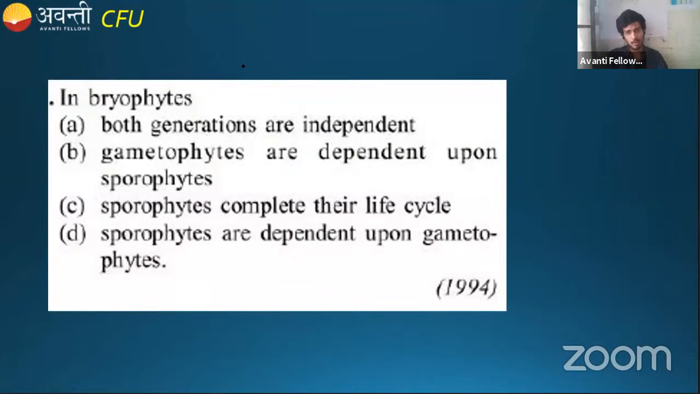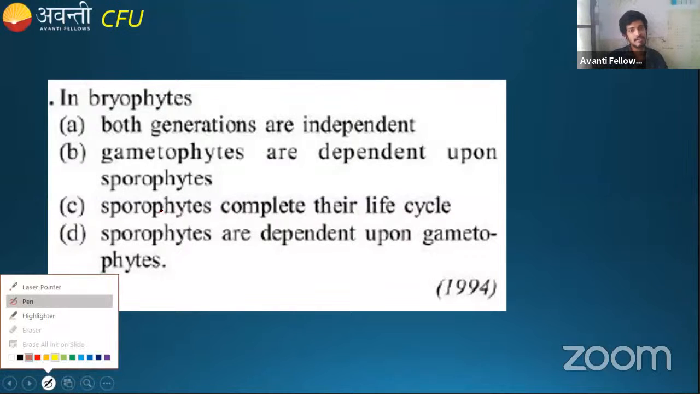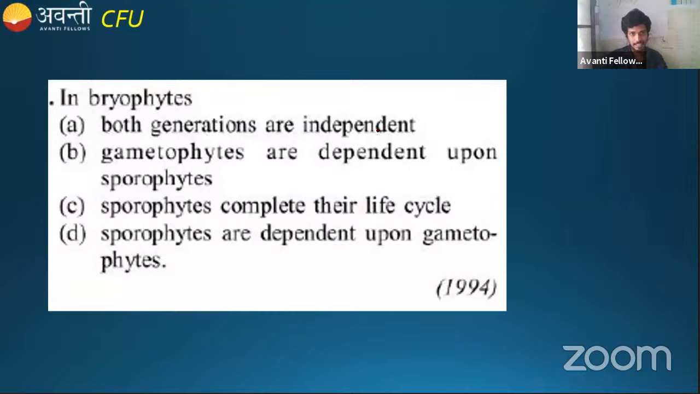One more question came. The question is easy. We'll go through the question one more time. In bryophytes, they are asking: both generations are independent; gametophytes are dependent upon sporophyte; sporophytes complete their life cycle; sporophytes are dependent upon the gametophyte. They asked this in 1994. Still they will ask. All the bryophytes, all the pteridophytes are haplodiplontic only.